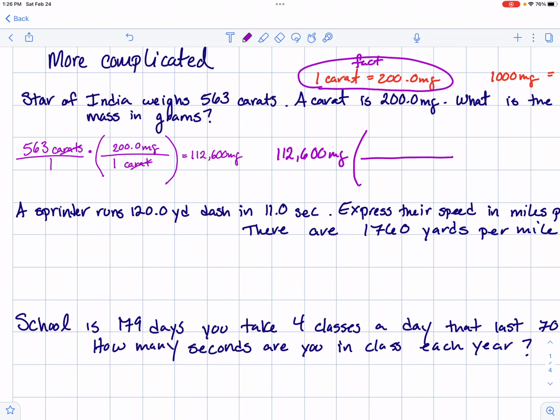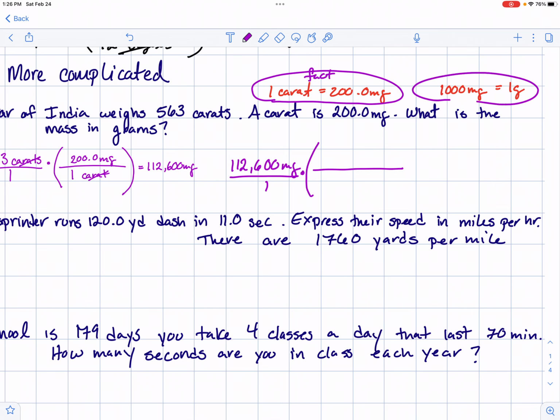And so I want to get out of milligrams. And I know that every 1,000 milligrams is 1 gram. So that's my other conversion factor. So here's my other fact, right? But I want to get out of milligrams, so I'm going to put milligrams on the bottom so that it cancels. So 1,000 milligrams for every 1 gram.